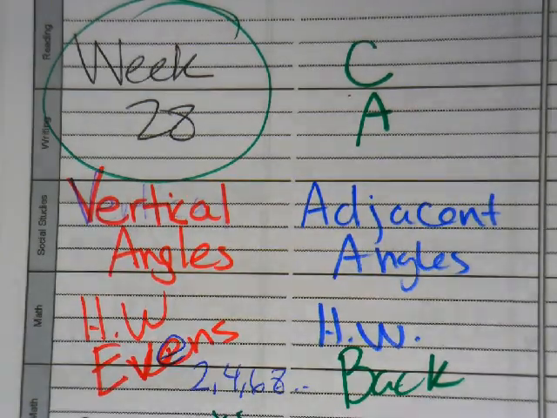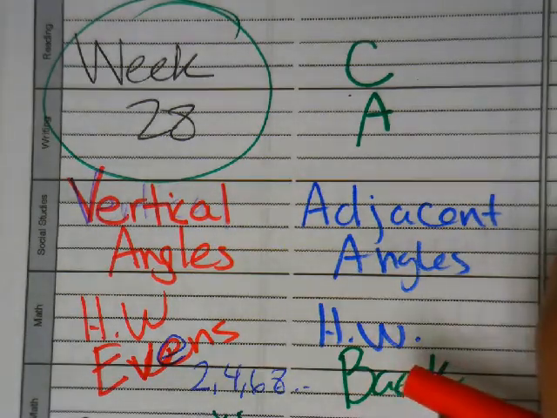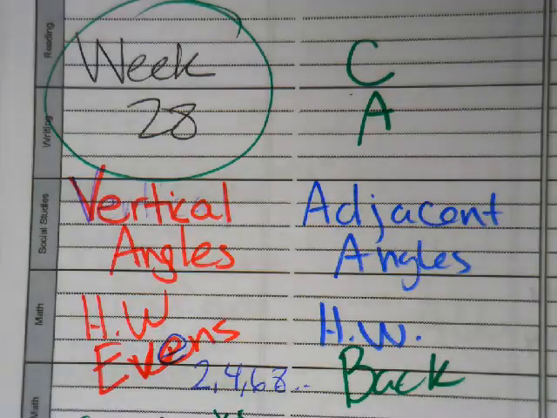Who can remind us from yesterday, what are vertical angles? Up and down. Okay. If one's on the top, the vertical angle would be on the bottom. And side to sides. Those are vertical. What's the most important thing, in my opinion, about vertical angles? What's so special about vertical angles?